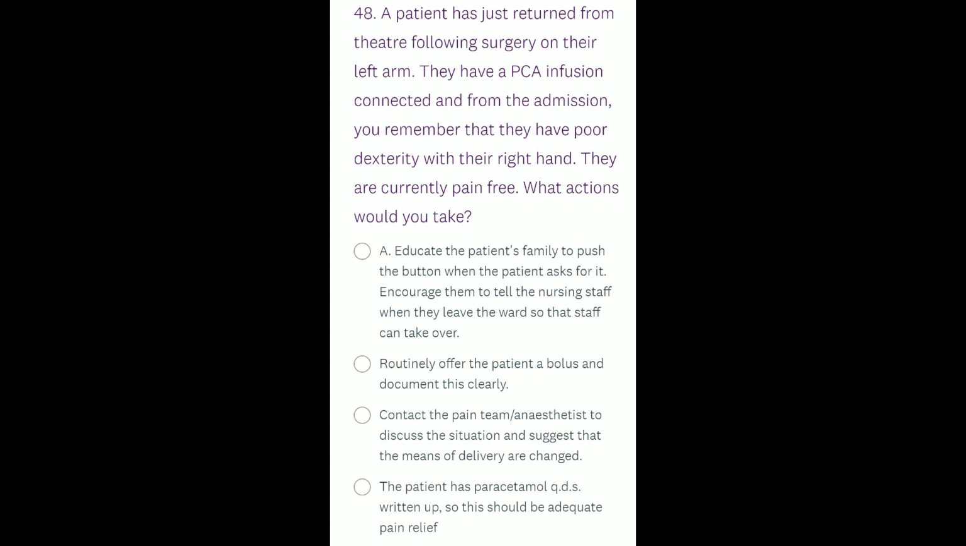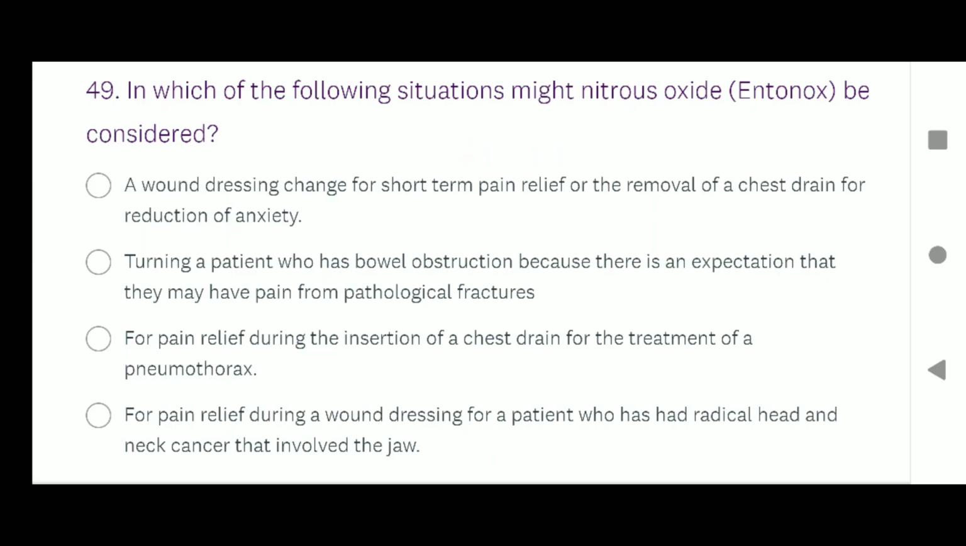Question number 49. In which of the following situations might nitrous oxide, that is Entonox, be considered? Options are option A, a wound dressing change for short-term pain relief or the removal of a chest drain for reduction of anxiety. Option B, turning a patient who has bowel obstruction because there is an expectation that they may have pain from pathological fractures. Option C, for pain relief during the insertion of a chest drain for the treatment of a pneumothorax. And option D, for pain relief during a bone dressing for a patient who has had radical head and neck cancer that involved the jaw.